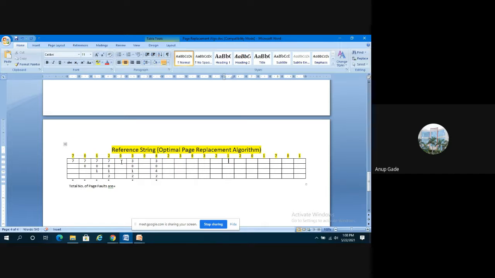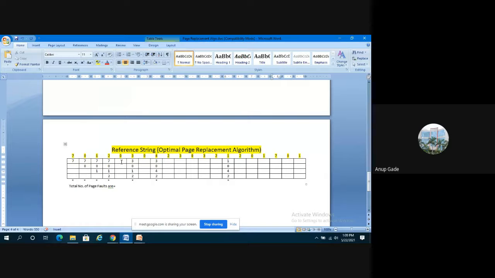3 पहले आया है तो replace 3. Okay, 1, 0, 4, 2. Page fault occurs. Then 2 is already there, 0 is there, 1 is there. Now we have to replace 7.